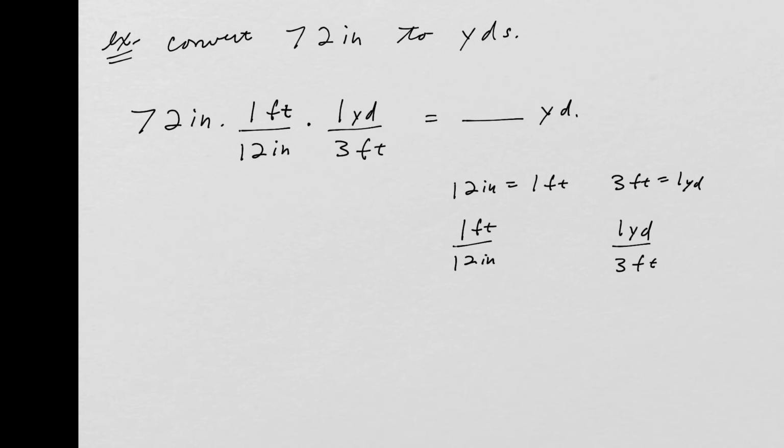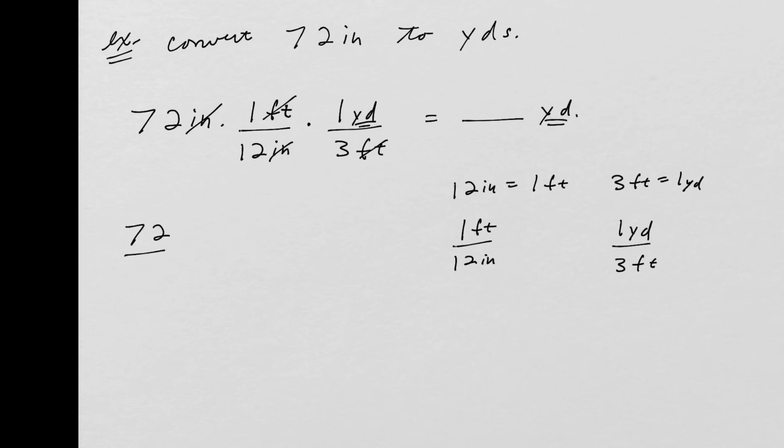Do you see that? So I start with 72 inches. I multiply by 1 foot over 12 inches. Inches cancels. Then I multiply by 1 yard over 3 feet. The feet cancels, and I end up with yards, but that's what I want. That's in my answer. So all I have to do is multiply these values together.